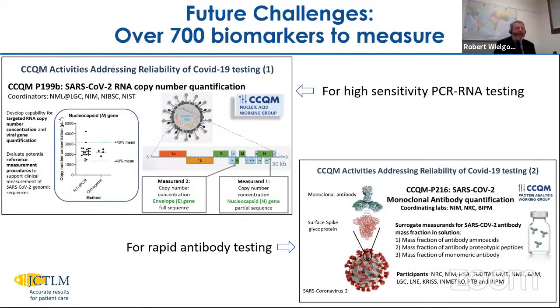So I've given you examples of two, maybe more simple measurands for which metrological traceability has been applied. The challenge going forward, though, is there are probably over 700 biomarkers which are measured on a regular basis, and new biomarkers come up all the time, including those related to SARS-CoV-2.